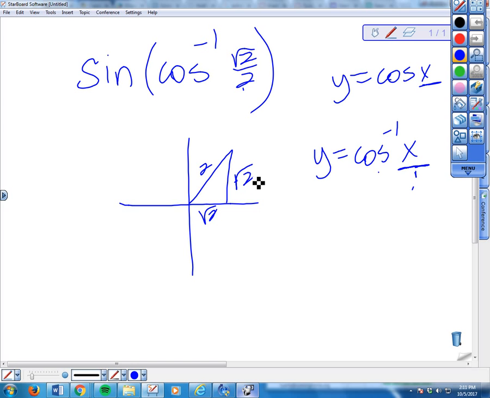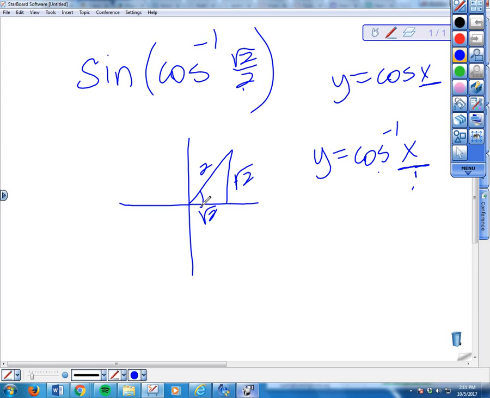What's this angle? 45. So this was replaced by 45 degrees. This whole thing. Now I can say sine of 45 is what? Square root of 2 over 2. Okay. The key with these is draw your triangle, because they aren't always going to be 30, 60, 90, 45, 45, 90. Draw your triangle.